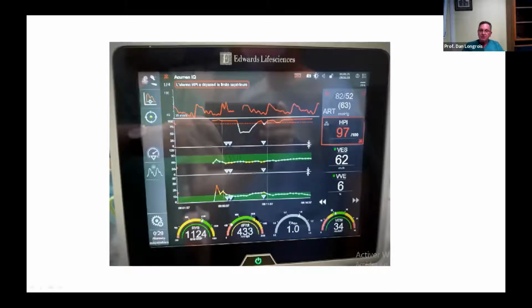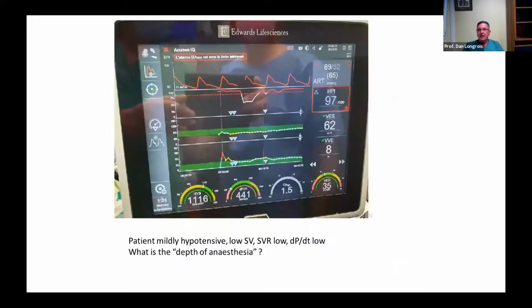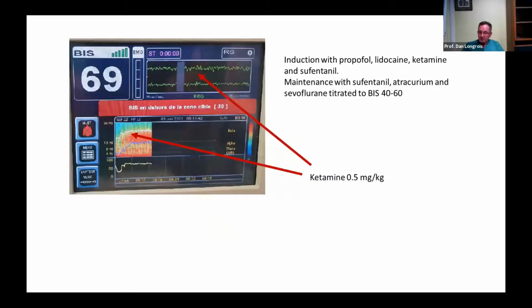And basically this patient raised many problems because he had mild left ventricular and also right ventricular dysfunction, shown here by dP/dt. So this is a complex case in which hemodynamics is slightly unstable, being managed by us, and in which you want to know exactly where you are in terms of anti-nociception and also in terms of depth of anesthesia. The patient received propofol, lidocaine, 0.5 milligram per kilogram of ketamine and sufentanil, and he was maintained with sufentanil, atracurium, and sevoflurane.